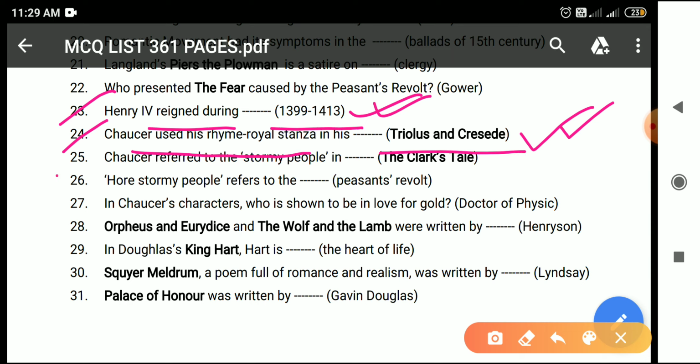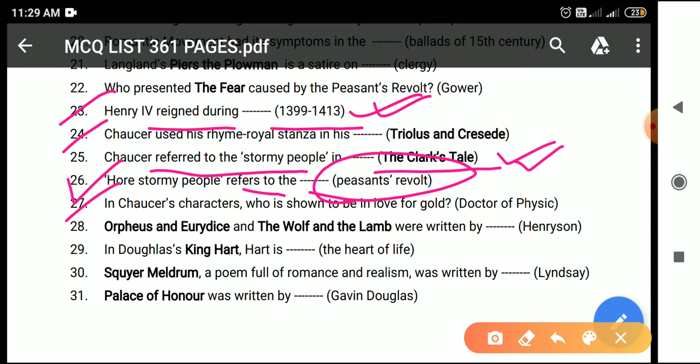Okay. 25. Chaucer referred to the stormy people in which work? In the Clerk's Tale. Okay. In this work he referred to the stormy people, which refers to peasants' revolts. Okay. In Chaucer's characters, who is shown to be in love with gold? Doctor of Physic is the person. He was such a greedy person who had love for gold in spite of being a doctor.